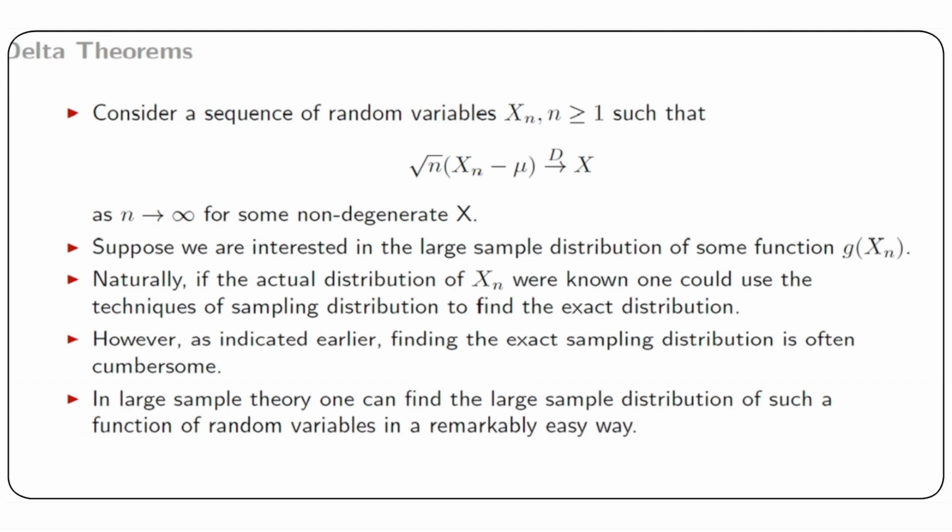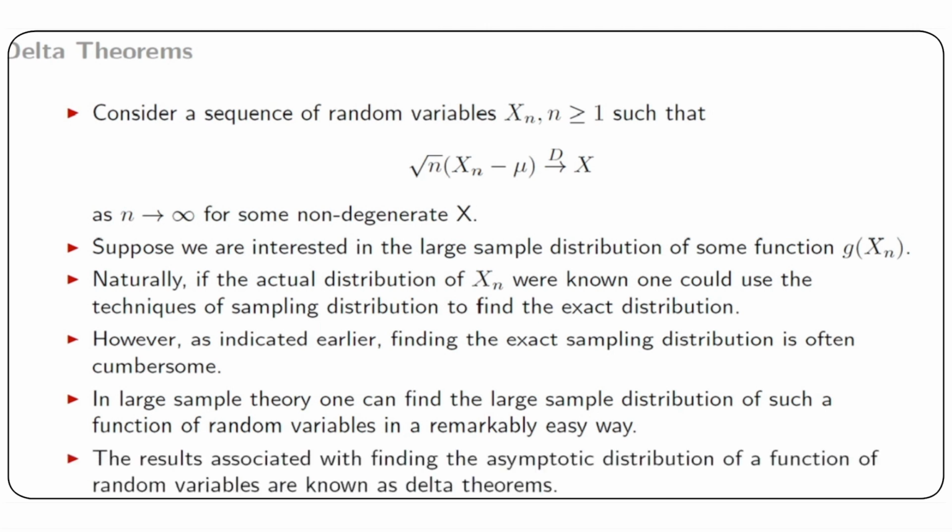In large sample theory, one can find the large sample distribution of such a function of random variables in a remarkably easy way. The results associated with finding the asymptotic distribution of a function of random variables are known as delta theorems. We have used the Jacobian technique to find the exact sampling distribution of functions of random variables, and now we shall show how the asymptotic distribution of a function of a random variable can be found using these delta theorems. Let us start with a useful result. Actually, this result is related to Taylor's expansion with random arguments. So the result is like this.